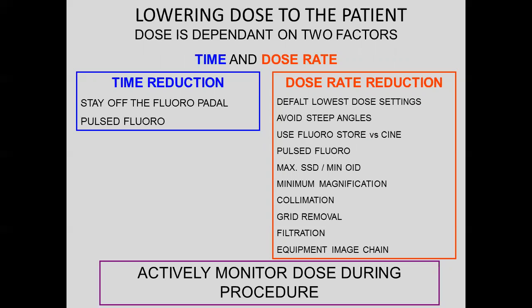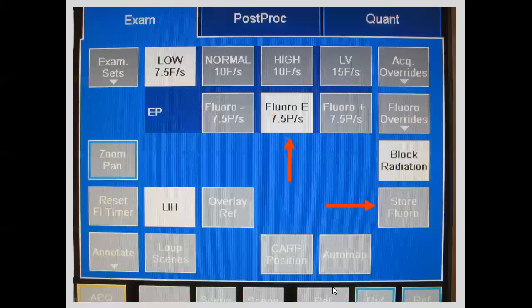So instead, we had Siemens come in. It was actually a service call, and they had to change it so it defaults to the lowest settings, and then they asked to go up. Okay. Avoid steep angles. Use store fluoro instead of Cine is a big one. All those balloon inflations, instead of Cine, hit store fluoro. We're doing a lot better job of that. Okay. And of course, actively monitor dose during the procedure.